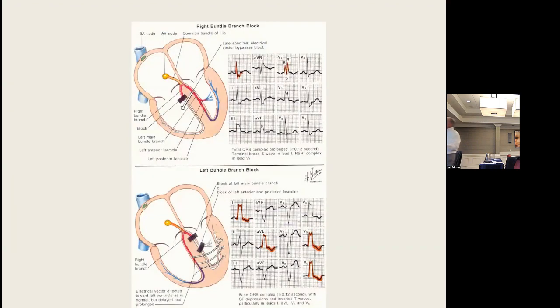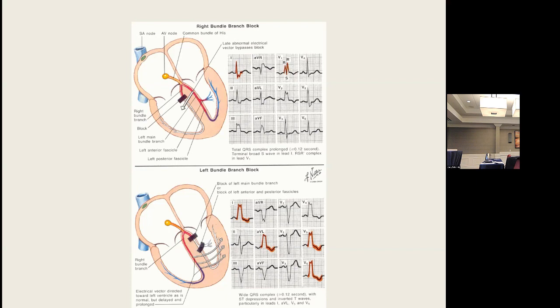Okay. I just want to point out with right bundle, I'm just trying to do this for the sake of time. But the right bundle, remember, if the right bundle branch is blocked, the last thing to depolarize is the right ventricle. If the right ventricle is represented by forces in V1 and V2, it makes sense that you're going to have an RS-R prime, or a rabbit ear. Just remember, there's a lot of mutant bunnies running around out there with one big ear and one little ear. Okay, because of where you block the right bundle.